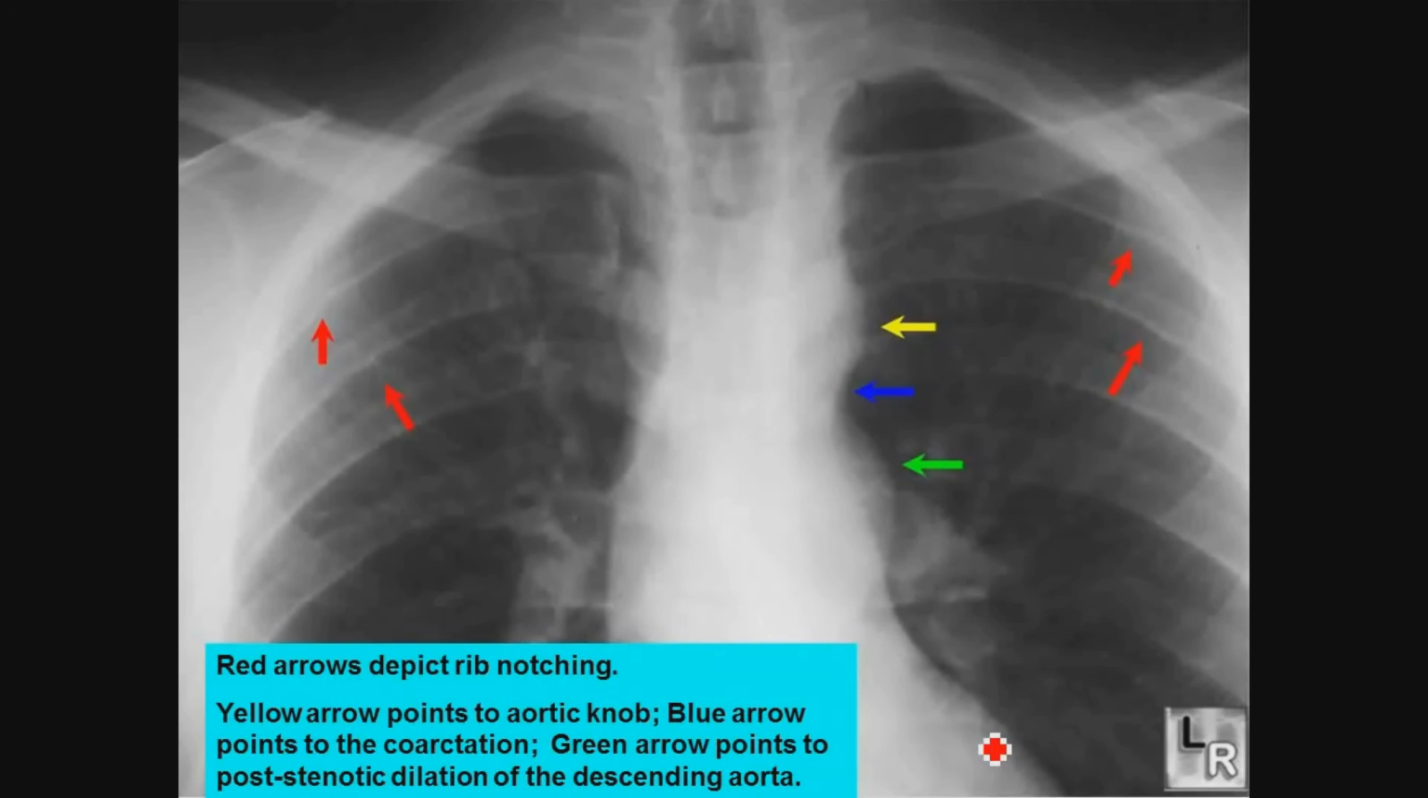Here's the chest x-ray. And there's all kinds of other stuff that they have on here as far as picking up notching of the ribs and all this other stuff. Here's my aortic arch. That's what it should look like. You can see the coarctation, narrowing of it. I'm not even good at chest x-rays, so I can pick that up.